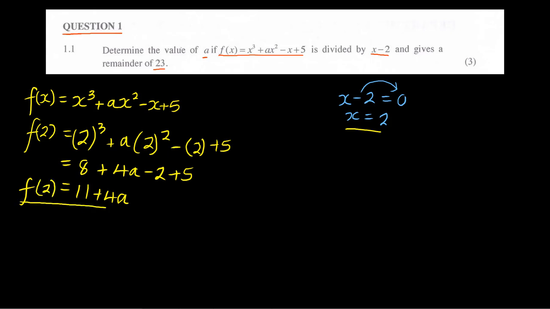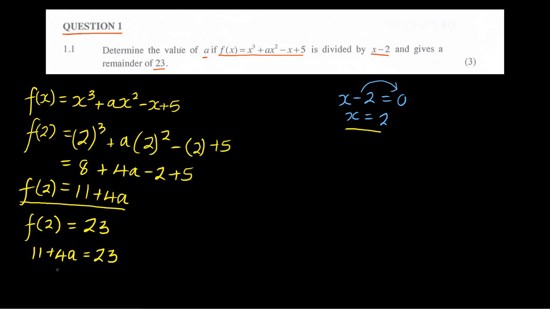But now, that's not the end. They told you that it gives a remainder of 23. So what you're going to have now, you're going to say f of 2. If in the value of x, we put a 2, we are going to get a remainder of 23. Which means 11 plus 4a will then become 23.